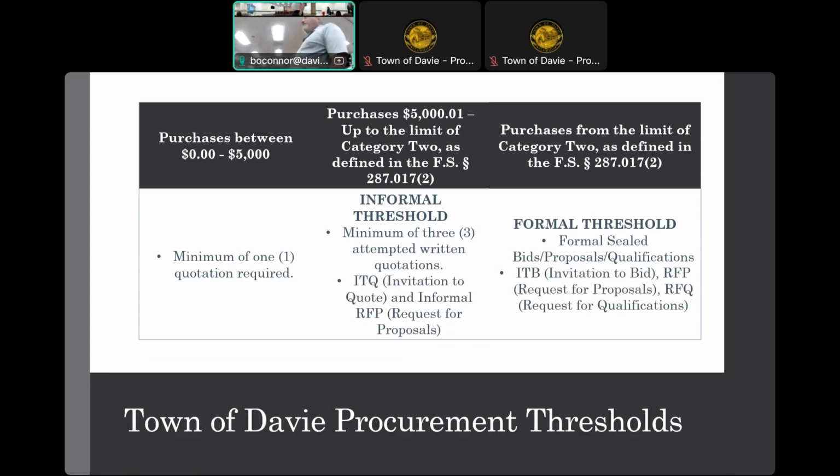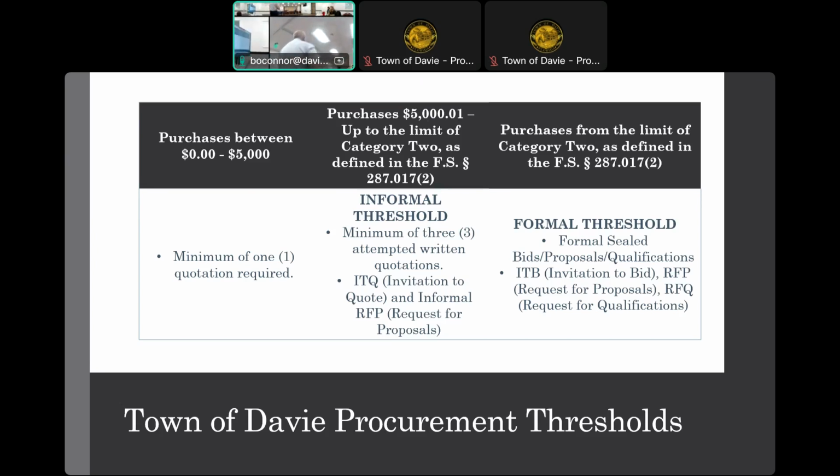So we have some thresholds right now for very simple purchases that our departments are delegated to go out and purchase. They can do from 0 to 5,000, which requires one minimum quote. We have a category 2, which is where we get to an informal, from 5,000 to 35,000.